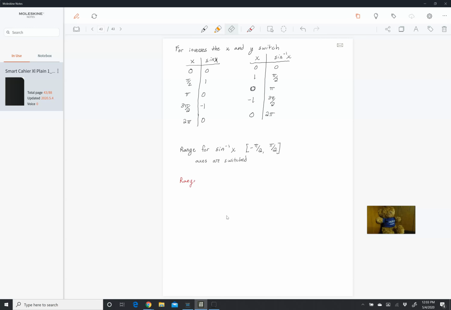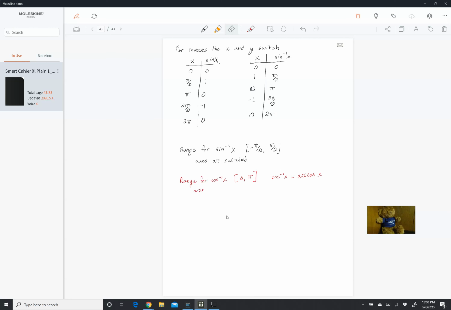So the range for cosine inverse is 0 to pi. I would like to mention also that cosine inverse of x, and this is true for all of the inverse functions, is most commonly referred to as arc cosine. Okay, they mean the same thing. Notice axes are switched here.